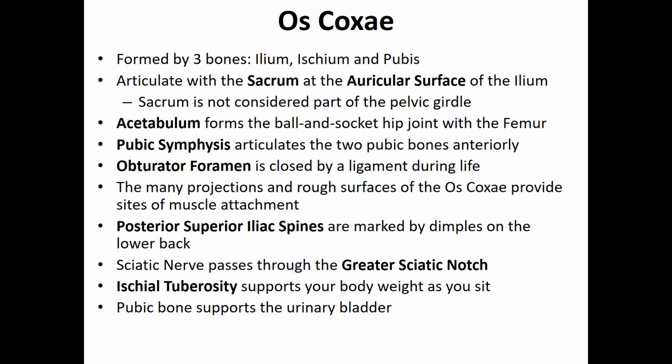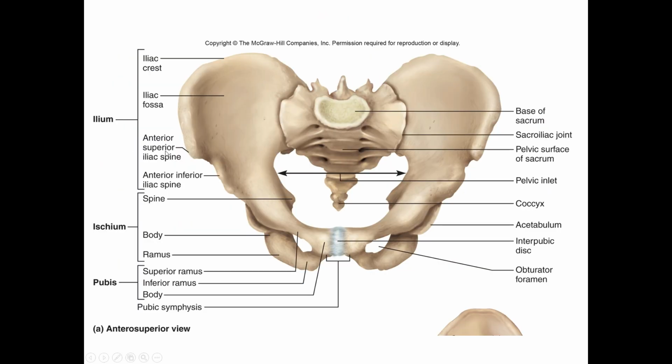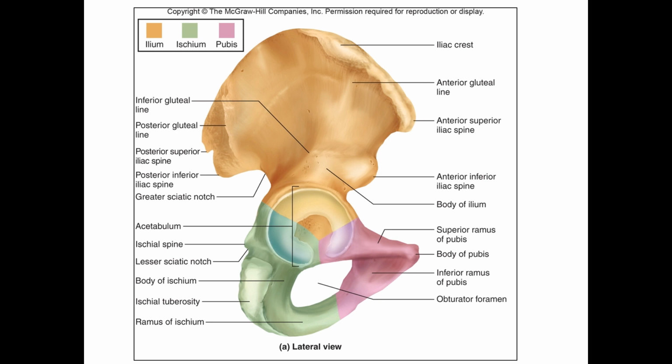Now, one thing to mention about the obturator foramen is that it's actually not an open space during life. It's closed by a fibrous ligament, and so you don't actually have passage of anything through that space. And of course, you should know that each coxal bone is comprised of 3 separate bones. The ilium is the largest of the 3, followed by the ischium and the pubis.